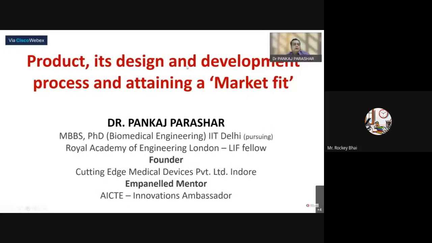So the topic today is product, its design and development process, and attaining a market fit. There are so many things named in this topic itself. One thing is product, then its design, then development, and its process of development. Then along with that, attaining a market fit. All these terms are very important for any innovation and entrepreneurship process to happen. So let's start from the beginning.